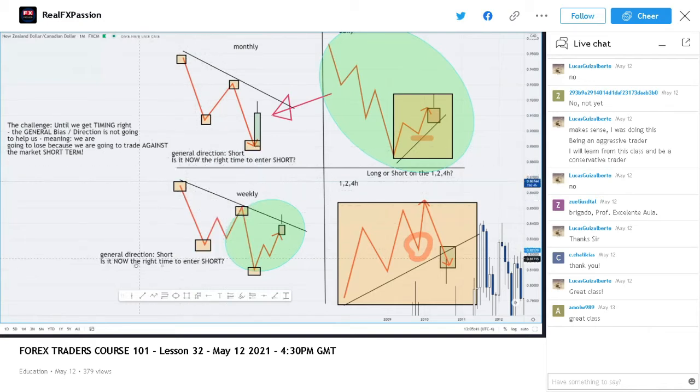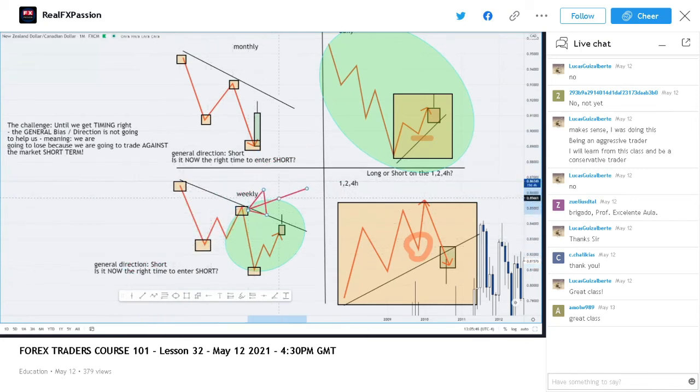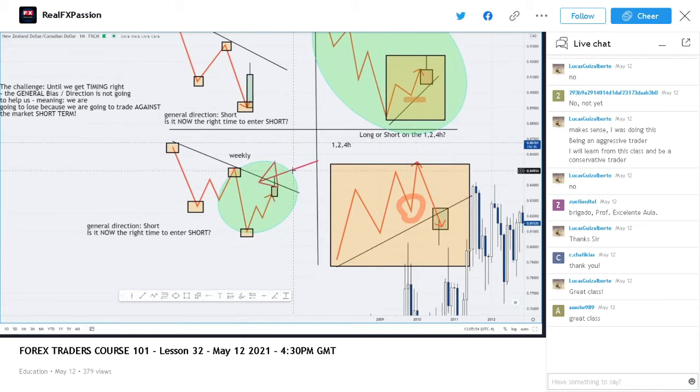And the same direction, same questions on the weekly chart, right? We have lower lows, lower highs, lower lows, lower highs. Now, look at the weekly and tell me, what do you think? Is it now the right time to go short? And we can use a trend line to help ourselves. So no for the down bias, but it's not the right time to enter on the monthly. Down bias, short on the weekly.